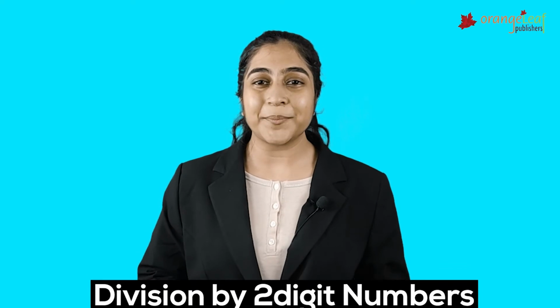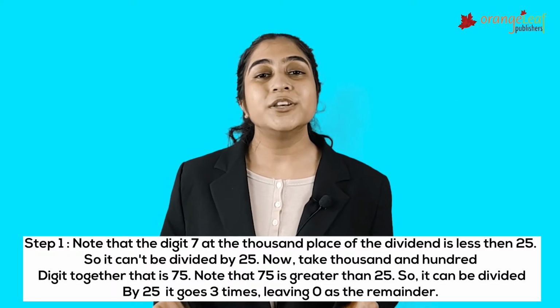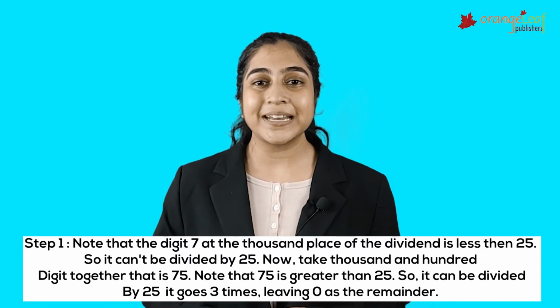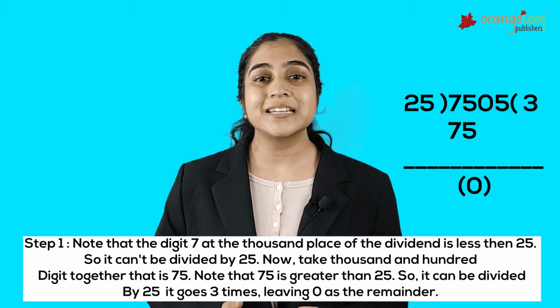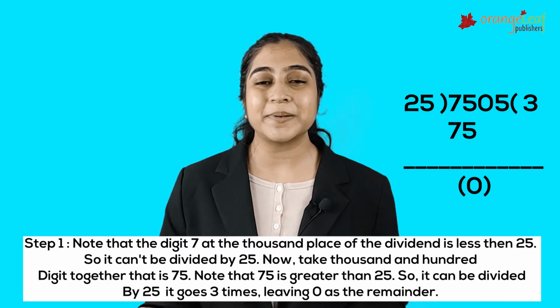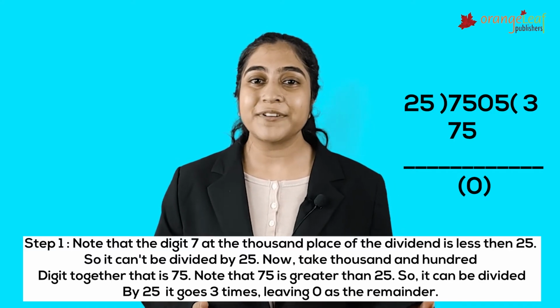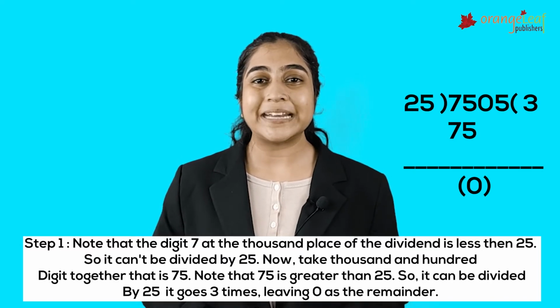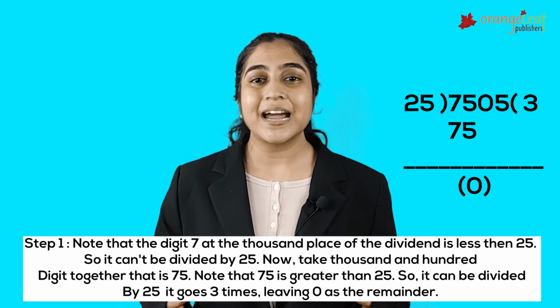Division by two-digit numbers. Example, 7,505 divided by 25. Step 1. Note that the digit 7 in the thousands place of the dividend is less than 25. So, it cannot be divided by 25. Now take the digit in the thousands place and the hundreds place together. That is 75. Note that 75 is greater than 25. So, it can be divided by 25, which is 25 into 3, leaving the remainder as 0.